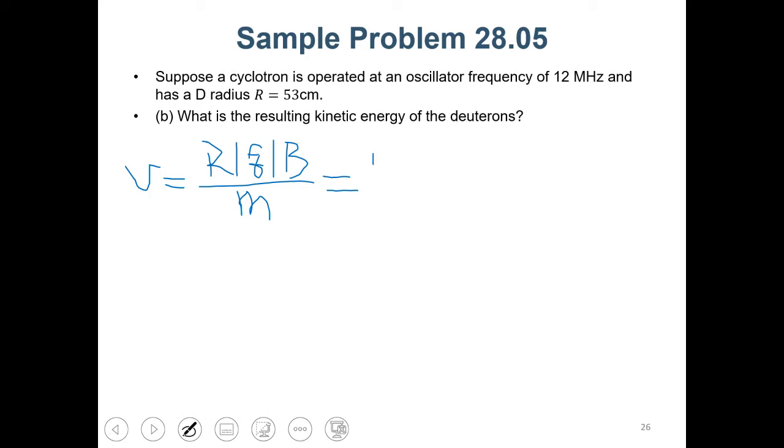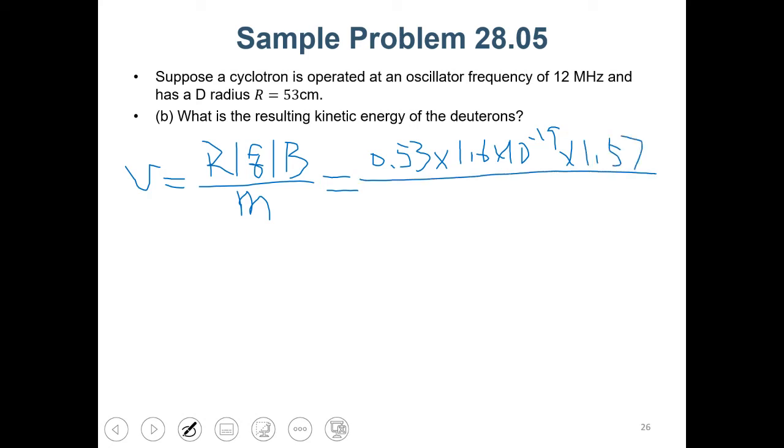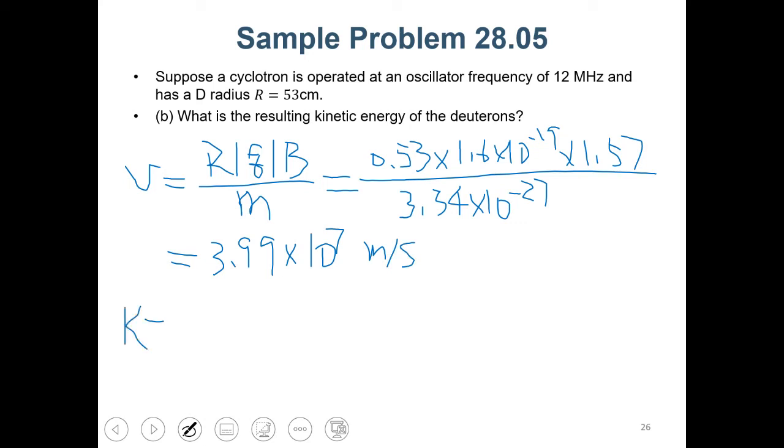So r is 53 centimeters, 0.35 meter, and then q is 1.6 times 10 to the minus 19, and B is 1.57 tesla, and then m is 3.34 times 10 to the minus 27. So v would be 3.99 times 10 to the 7 meters per second.